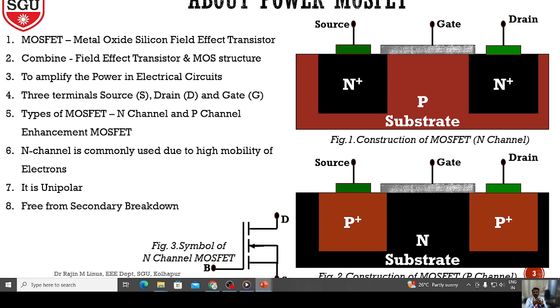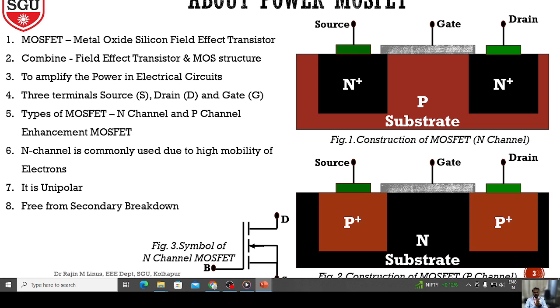Normally, like the bipolar junction transistor, this metal oxide silicon field effect transistor is also helpful to amplify electrical power or electrical voltage, or we can control the increase or decrease, everything is possible by using this type of circuit. So both the MOSFET and the bipolar junction transistor are helpful for amplifying electrical power in circuits.